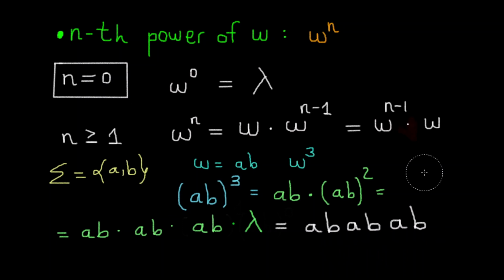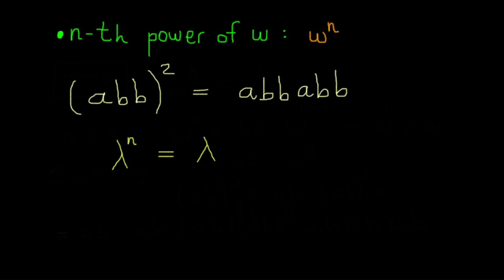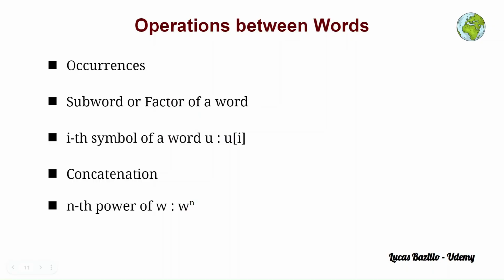And notice that computing the nth power of a given word is very simple. We only need to repeat the occurrences of the word n times. So since here the exponent is 2, this is just the word ab 2 times. An important property as well is that whenever we raise the empty word to any power n, this is always going to be equal to the empty word, for any value of n greater than or equal to 0, by definition.